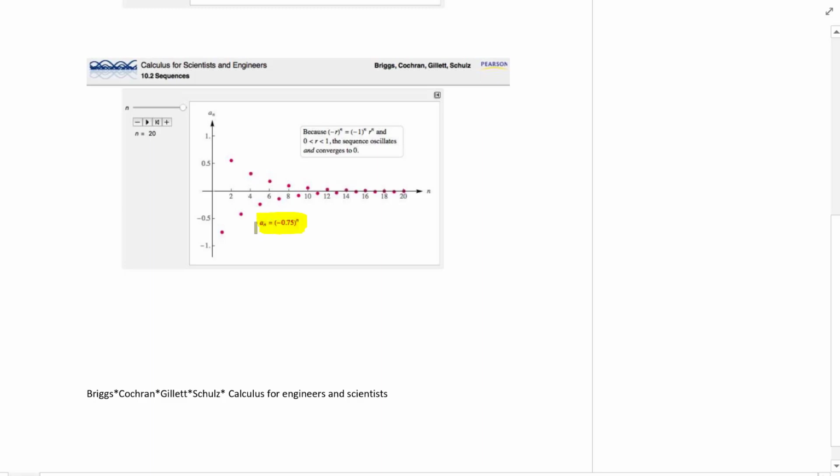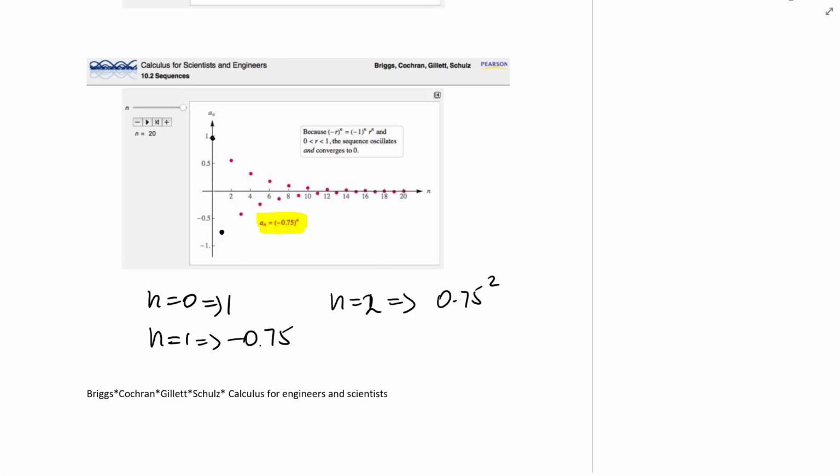Now let's see what happens with a sequence like the one we had before, 0.75 to the n, but this time negative 0.75 to the n. Well, when n is 0, we get 1. When n equals 1, we get negative 0.75, which is this point. When n equals 2, we get 0.75 squared, which is 0.5625. So it would be this point here, positive.